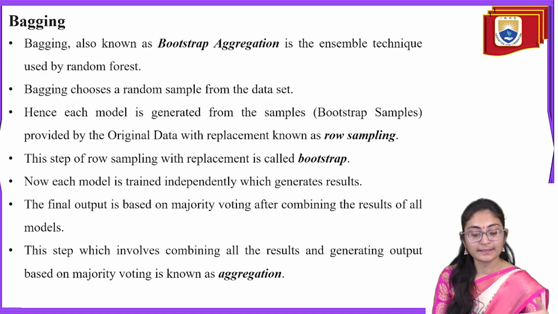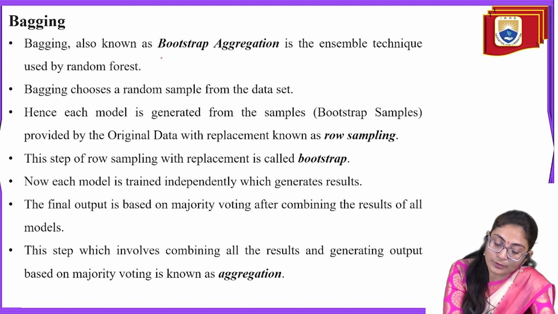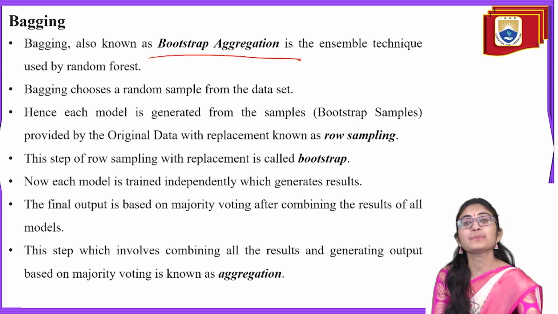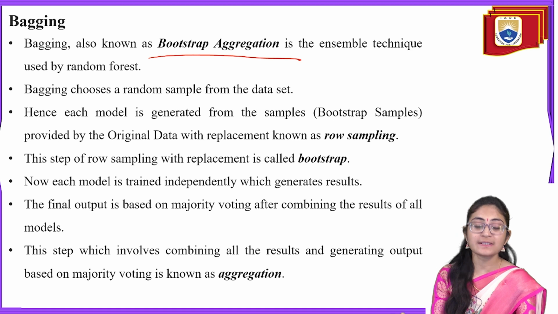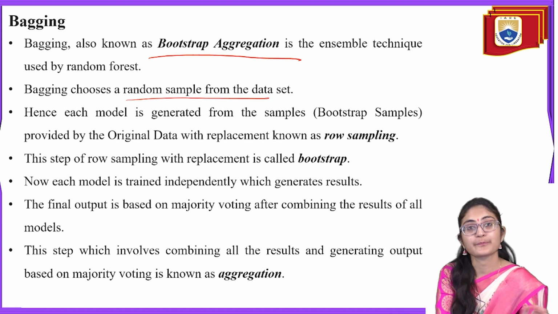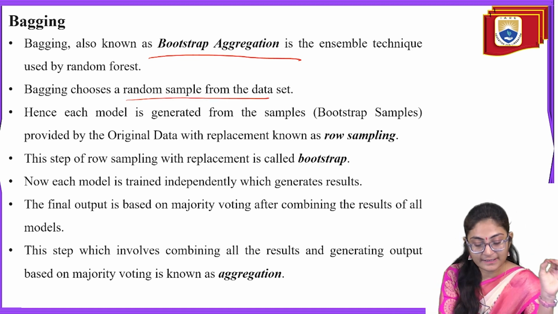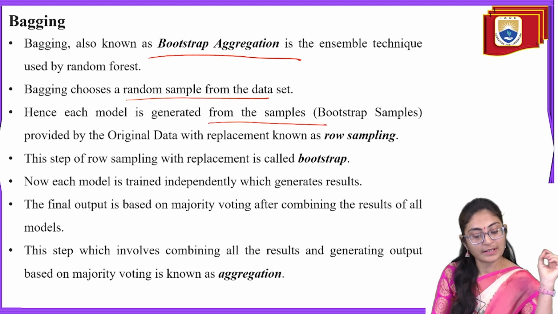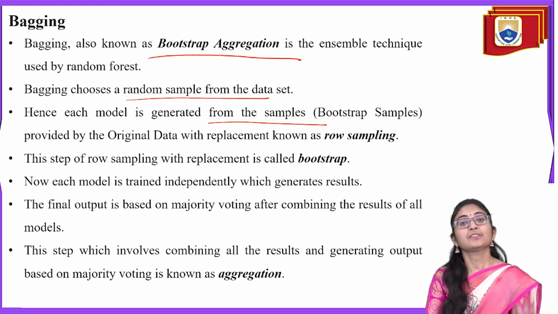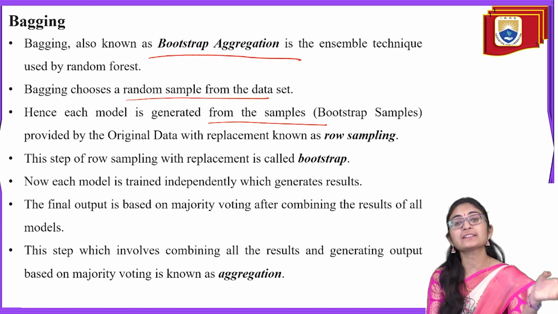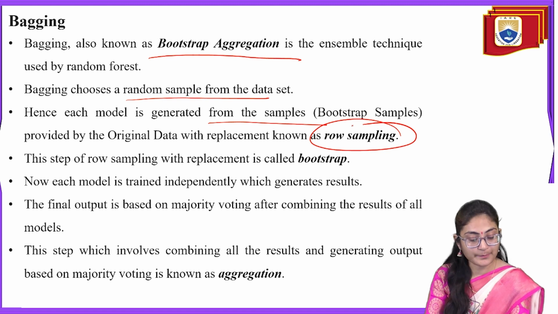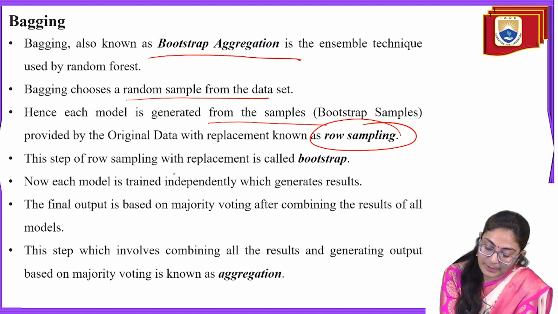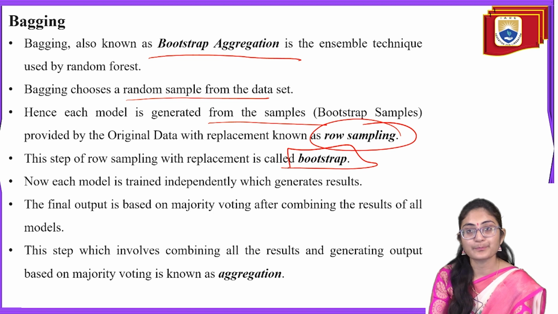Now we will see bagging in detail. Bagging is also known as bootstrap aggregation. It is an ensemble technique used by the random forest. Actually, bagging chooses a random sample from the dataset. Here, each model is generated from a sample provided by the original data with replacement. That replacement we call row sampling. This step of row sampling with replacement is called the bootstrap.